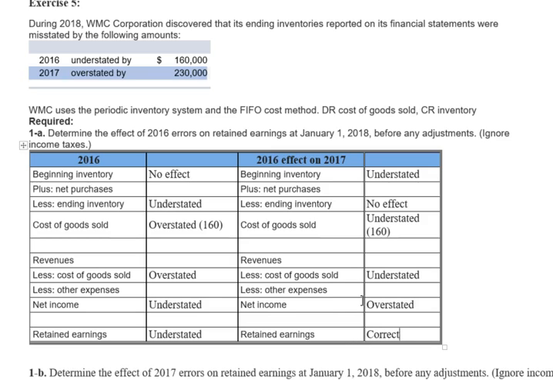So with nothing else, if we make no future mistakes, it will correct itself through the physical counts, because in a periodic system we physically count our inventory. And assuming in 2017 we counted it correctly, it would automatically fix. So it would be an up and down between years, but it would fix itself. So we wouldn't have to actually make any adjustments to retained earnings, because retained earnings as a total would be corrected. Okay? So that leaves us with the 2017 error.